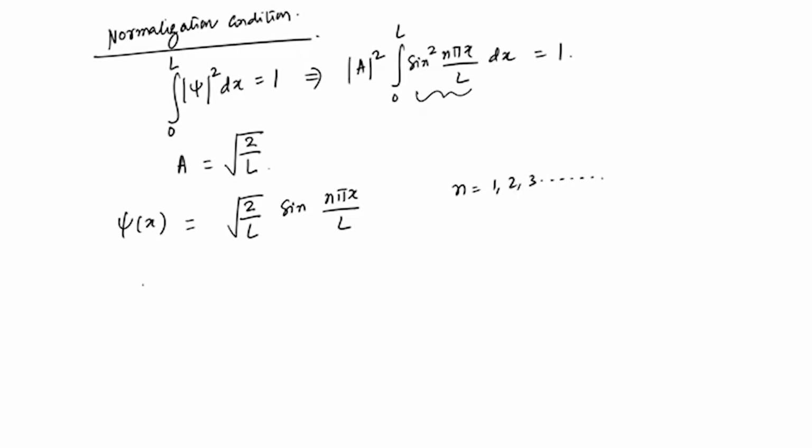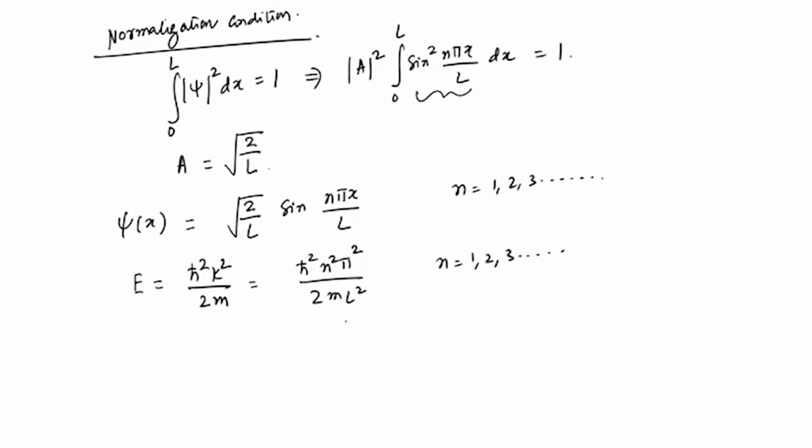And what is E in this case? What energies do the particles have? The energies are given by h cross square k square over 2m. That's only the kinetic energy, there is no potential energy there. So, this is equal to h cross square n square pi square by 2 m L square, again n equal to 1, 2, 3 and so on.